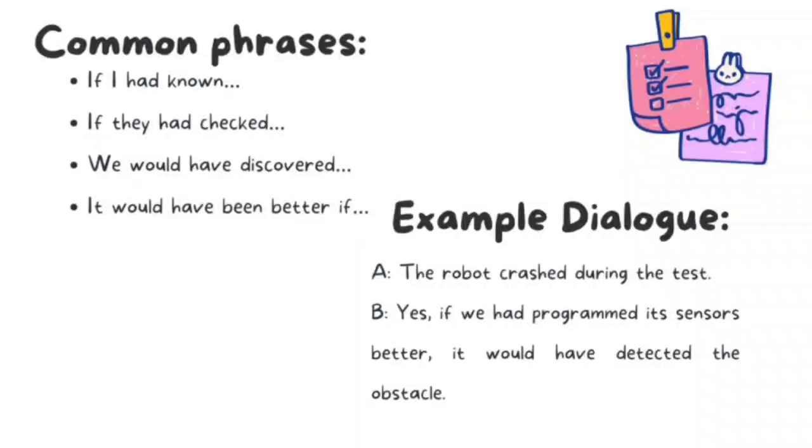A. The robot crashed during the test. B. Yes, if we had programmed its sensors better, it would have detected the obstacle.